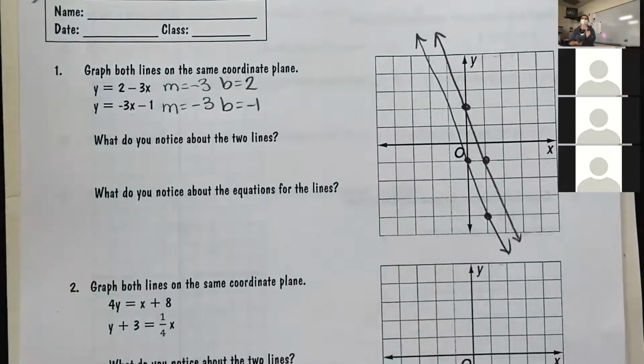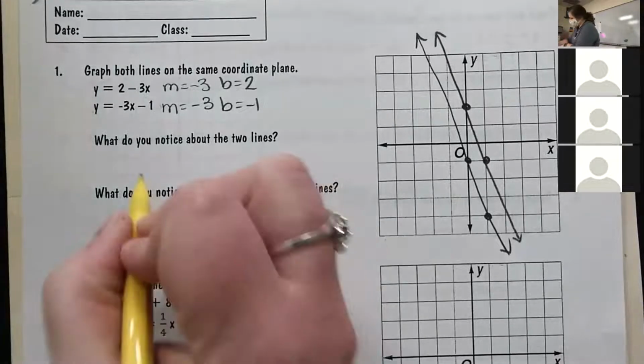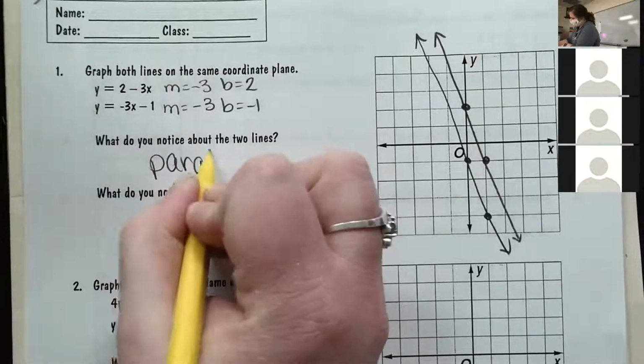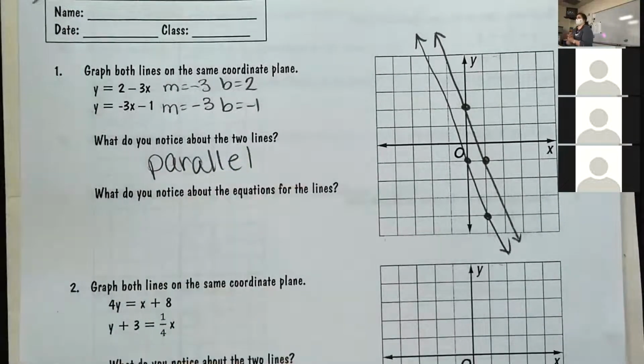Oh my goodness, what does the next question say? It says, what do you notice about the two lines? What do you notice about them? They're parallel. And you know why I love the word parallel? Because the two L's in parallel. That's exactly right. The two L's in parallel are parallel. That's why I do love it.